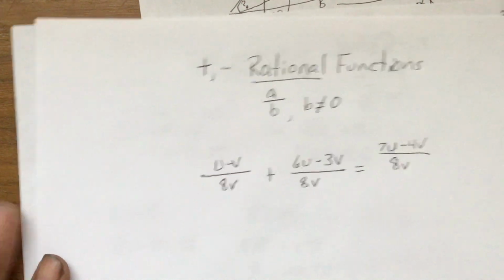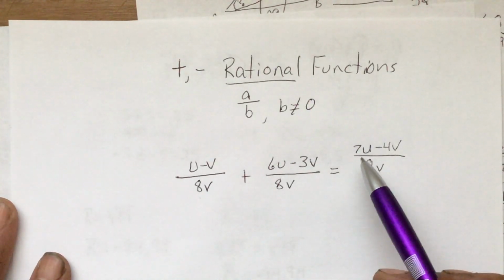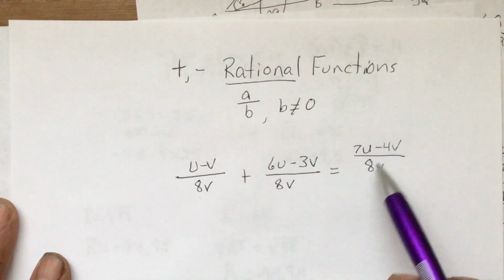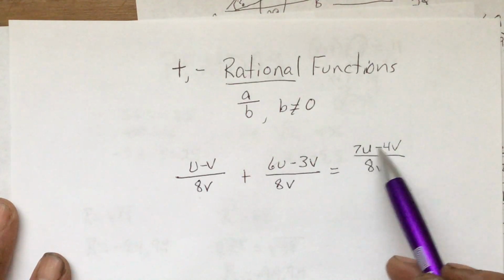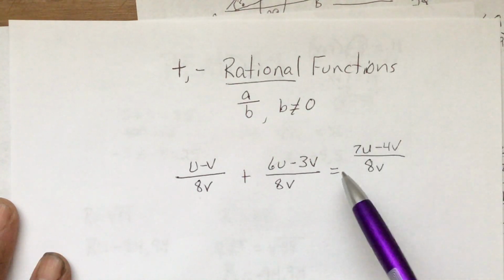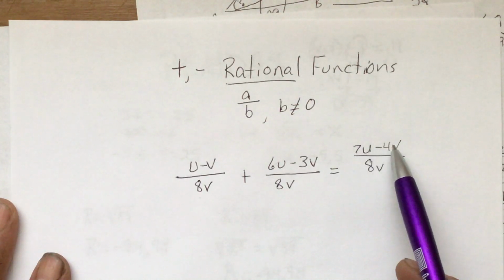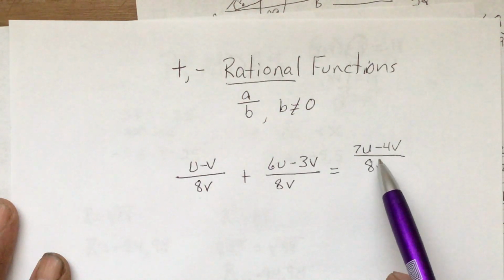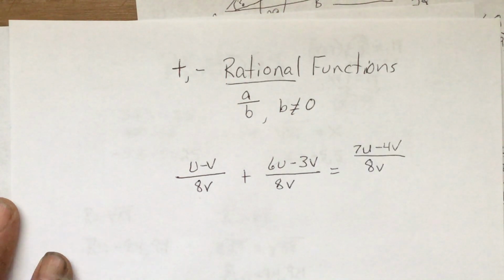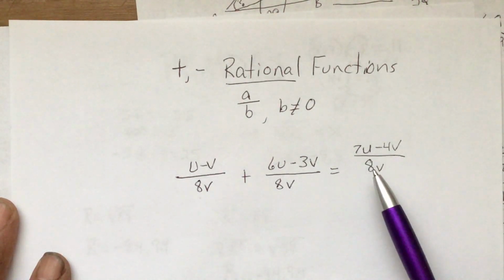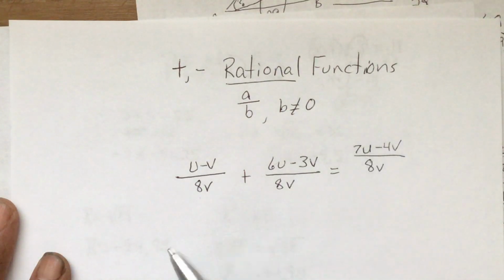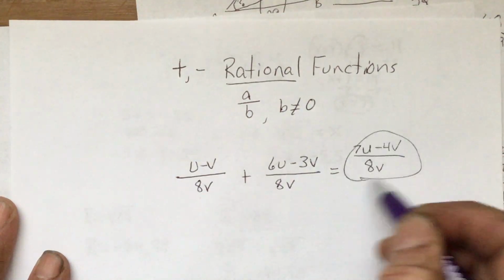Are we done? We are done so long as in all 3 terms we can't reduce. In other words, if this were 6u, 6 is even, 4 is even, 8 is even, we could factor a 2 out. But there are no common factors for 8, 7, and 4, so we're done.